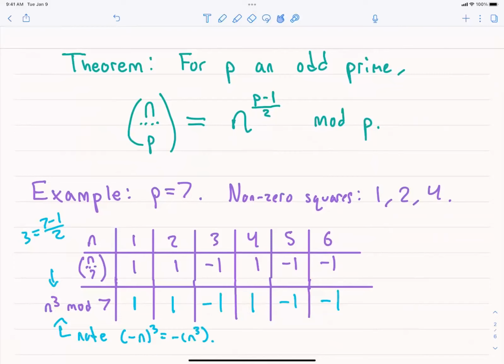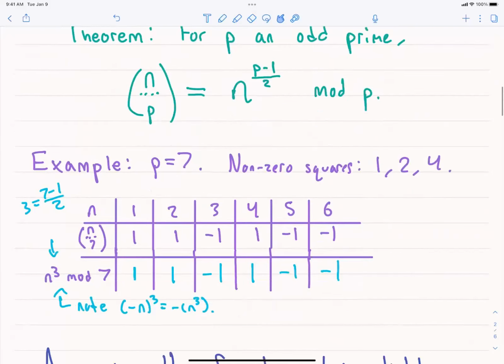Of course, it's also related to the rule for the Legendre symbol for -1 over p. Okay, but anyway, at least in this example, these two formulas agree. Good.